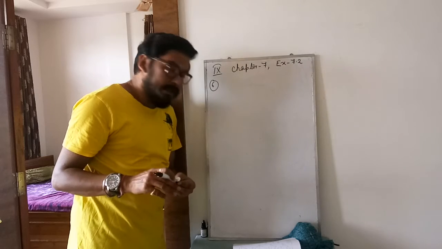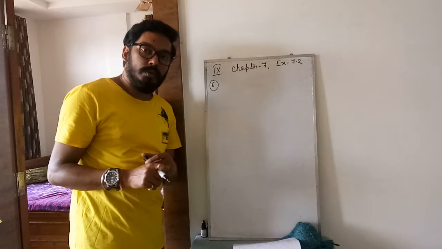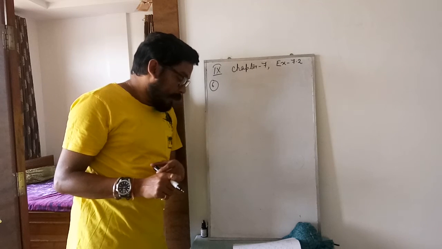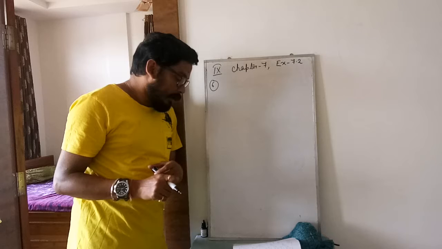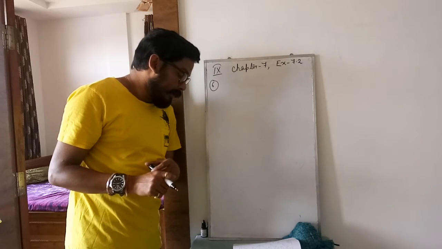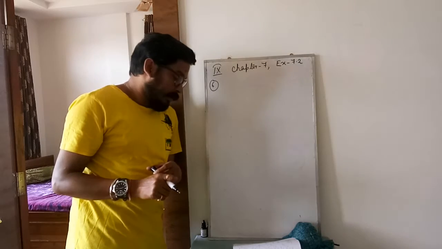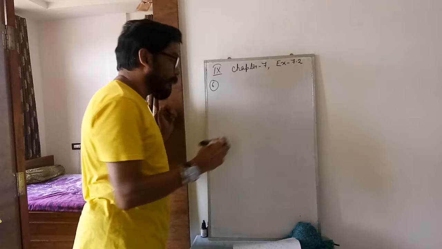Triangle ABC is an isosceles triangle in which AB equal to AC. Side BA is produced to D such that AD equal to AB. Show that angle BCD is a right angle. Right angle means 90 degrees. So first let me draw the diagram.